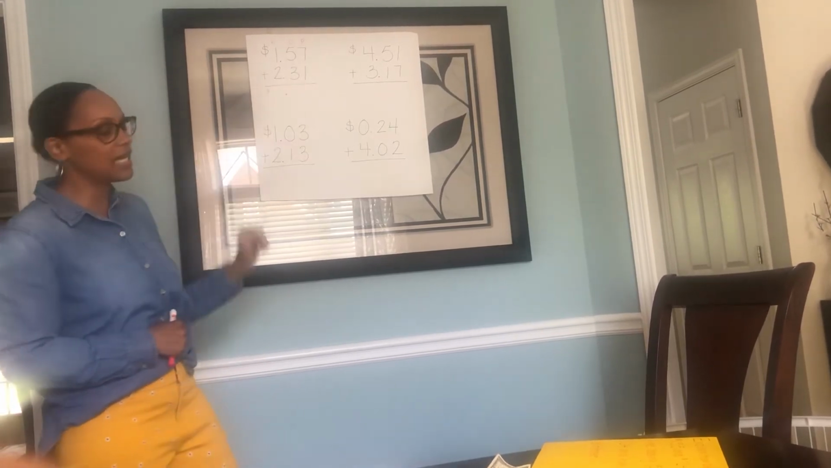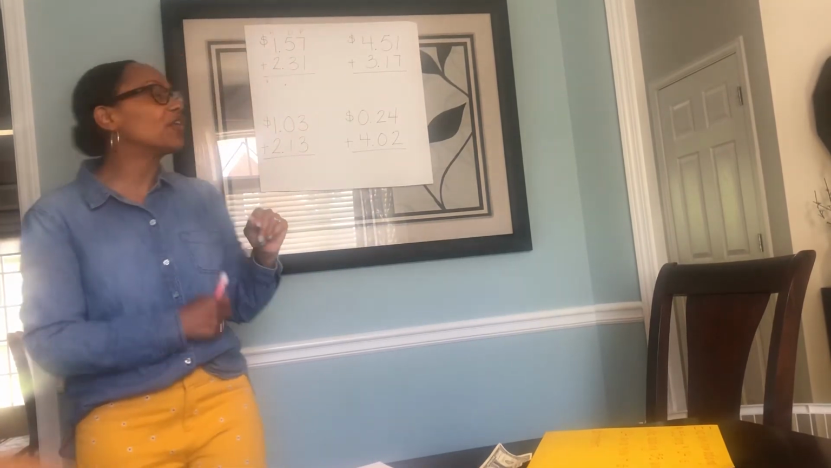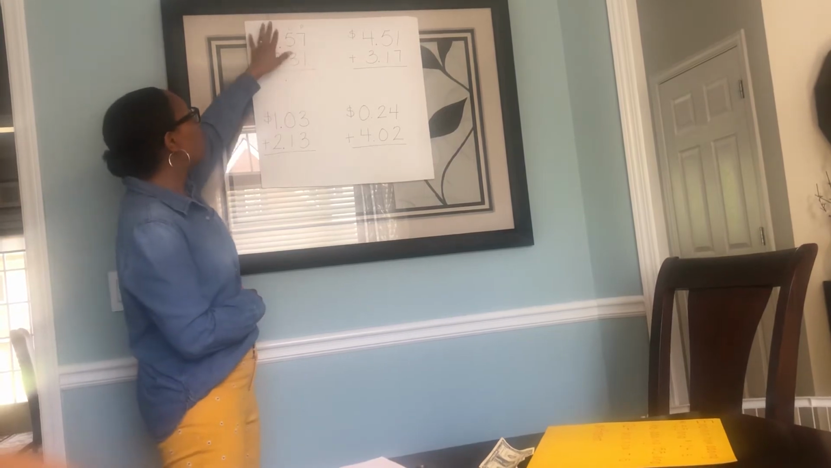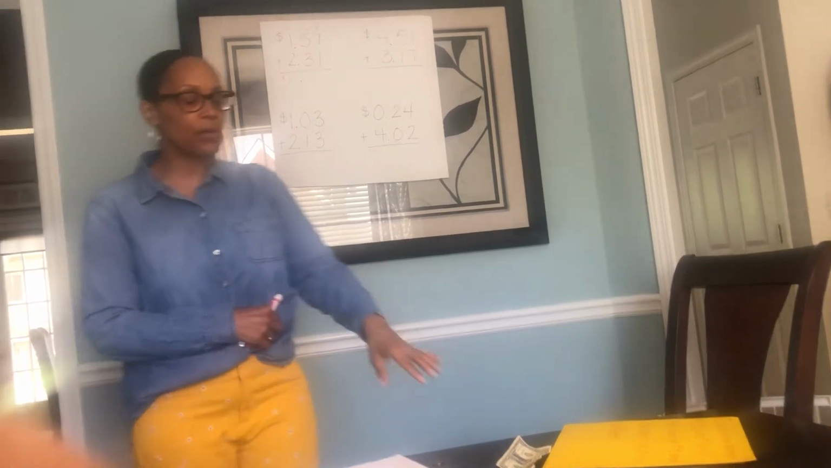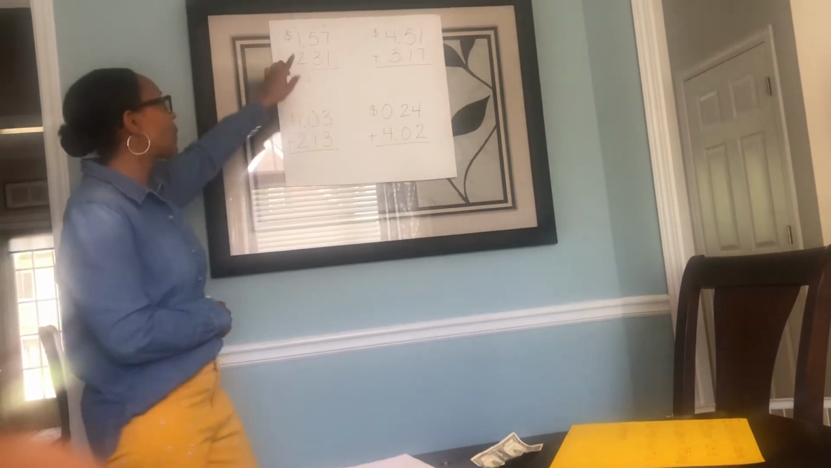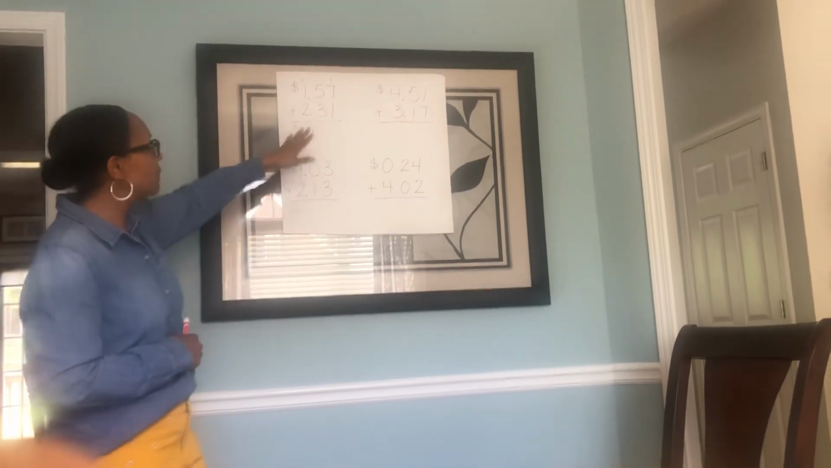And what about our tens column? What is that going to represent? A dime. Very good. And that's why Mrs. Young put a D for dime. And what about our hundreds column? What are we going to put up there? A dollar. And that's why Mrs. Young put a dollar there. Okay? Awesome. So let's begin.